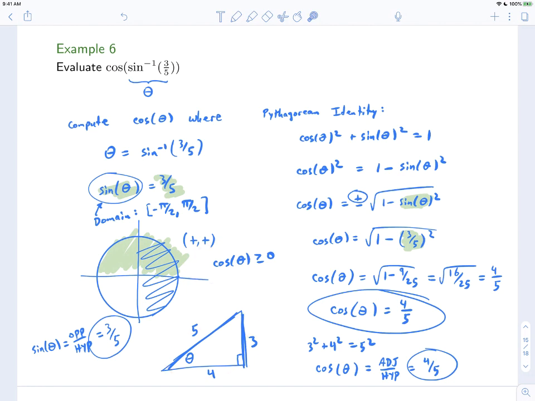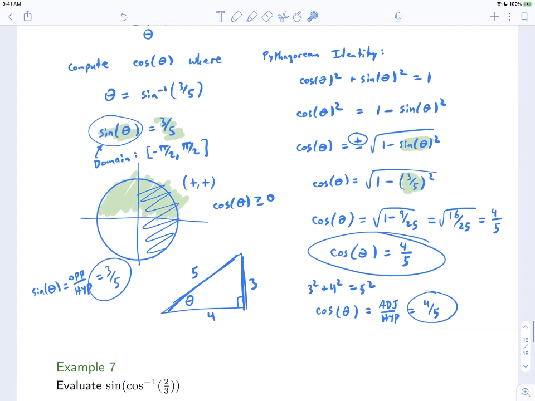And in fact, on the restricted domain for sine, you'll notice that the restricted domain is minus pi over 2 to positive pi over 2. That's the restricted domain for sine. But on this restricted domain, notice that cosine is always positive. So in the restricted domain for sine, cosine is always positive. Similarly, on the restricted domain for cosine, sine is always positive. And we can see that in our next example.